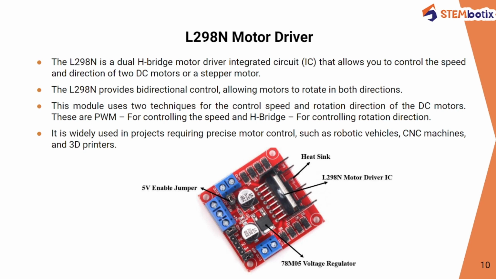Particularly, it is used to control two DC motors at the same time, means the direction and speed of two DC motors, and also a single stepper motor. The L298N provides bidirectional control, allowing motors to rotate in both directions. Means you can control or rotate your motors in both directions.